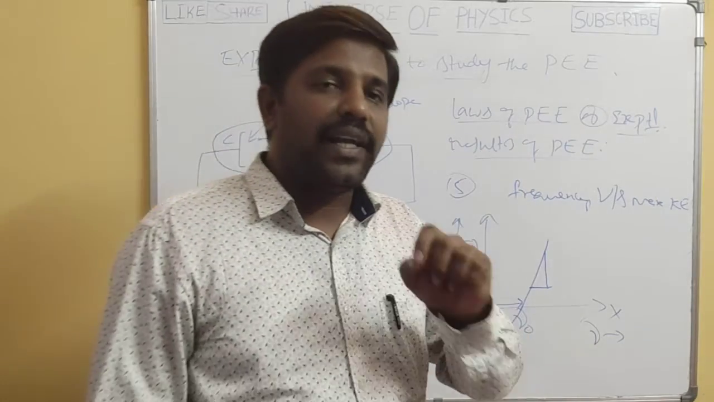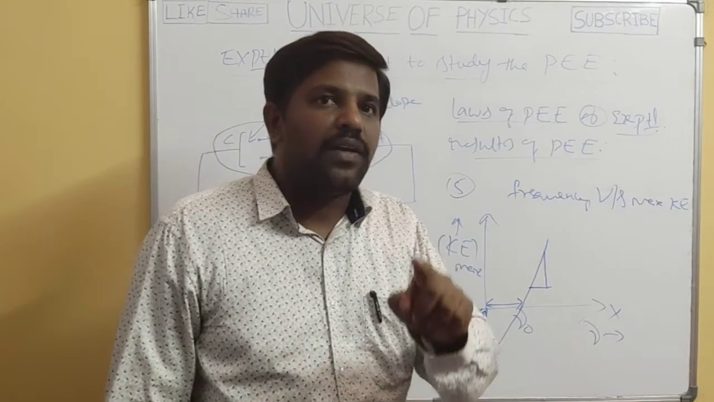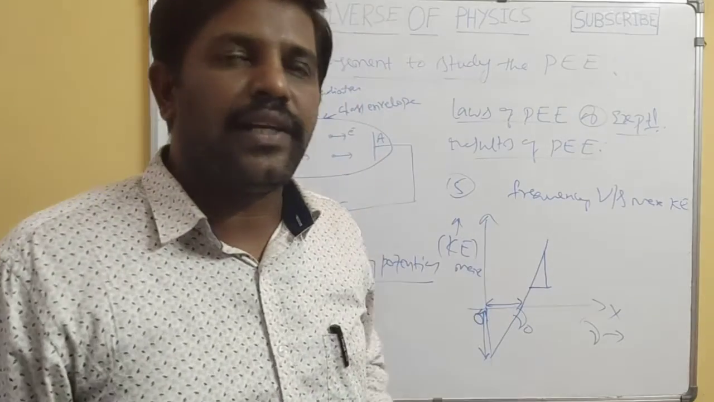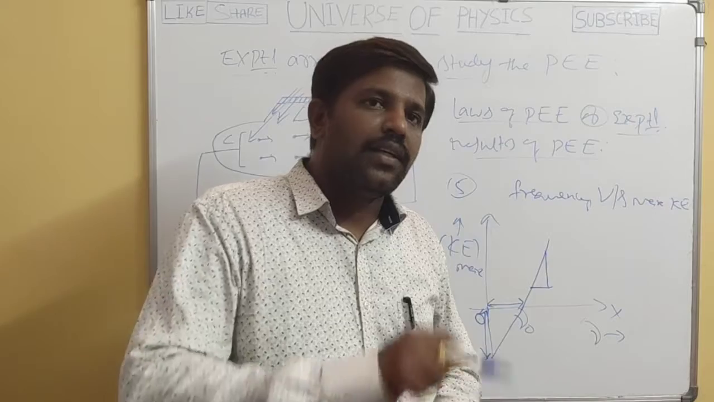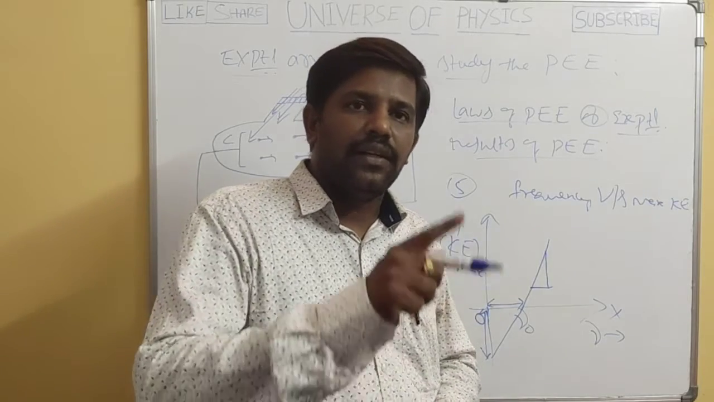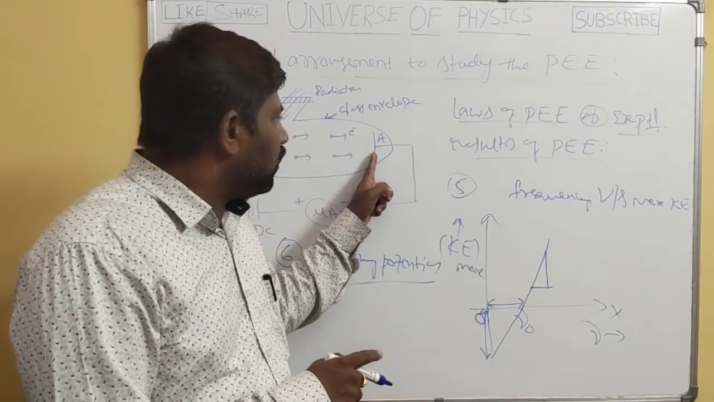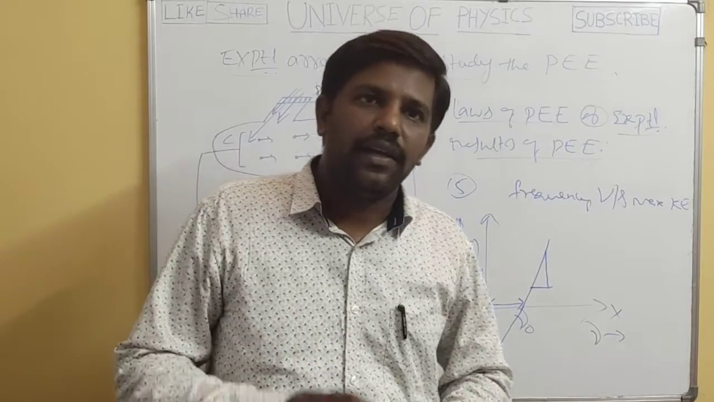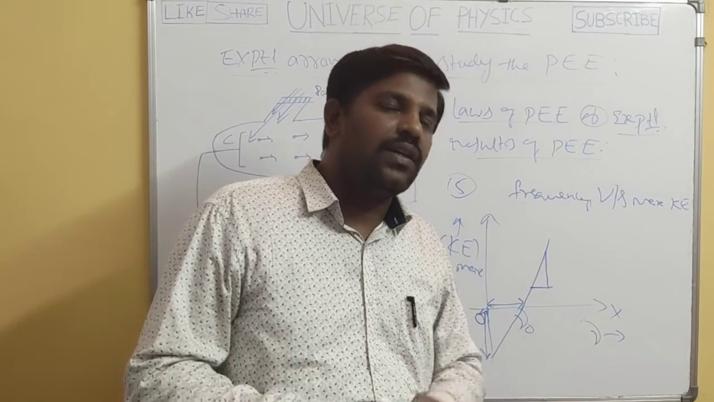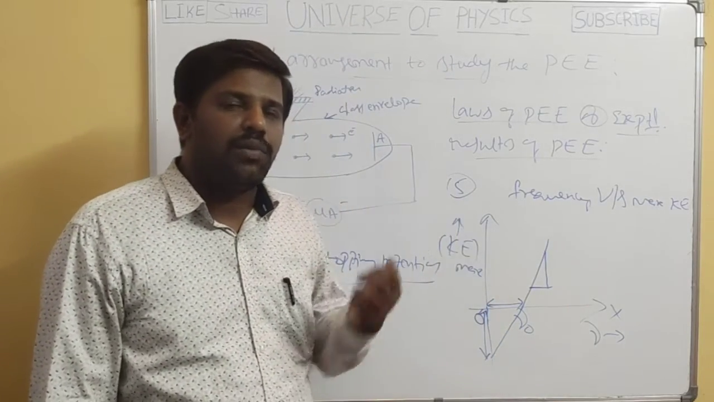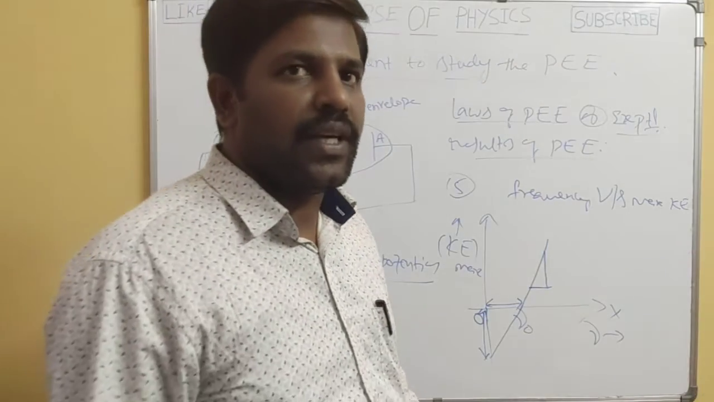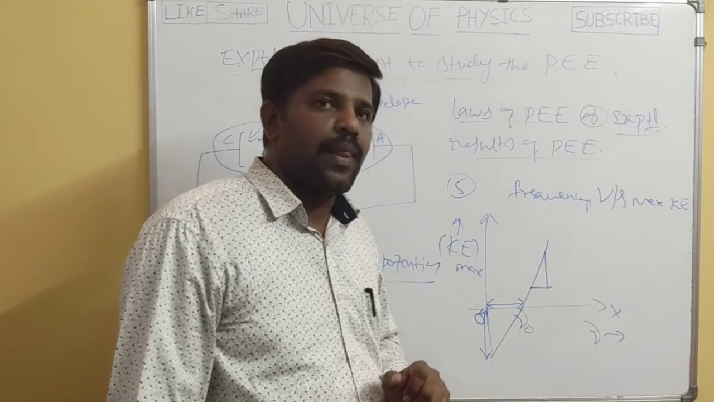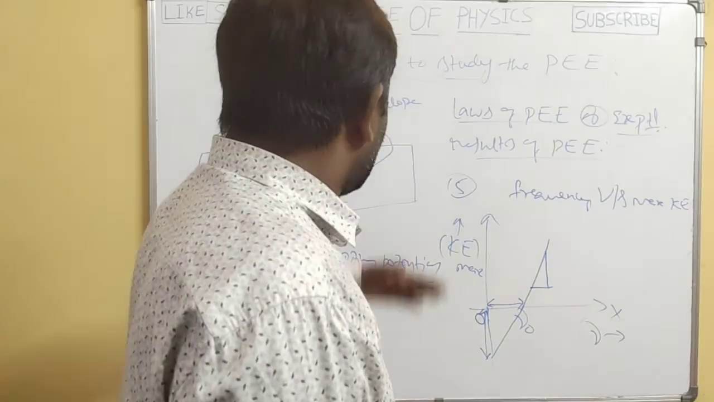The minimum negative potential required by an anode to reduce the photoelectric current to zero we call the stopping potential. What is stopping potential? The minimum negative potential required by an anode to reduce the photoelectric current to zero. These are all the laws of photoelectric effect and it is a very important concept. So, I hope you understood.